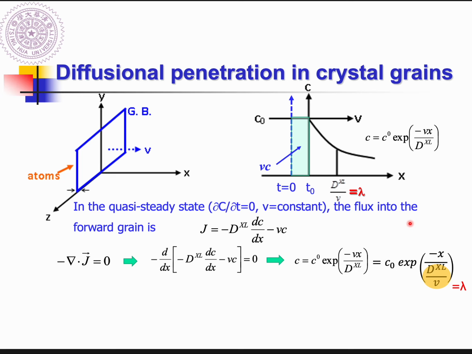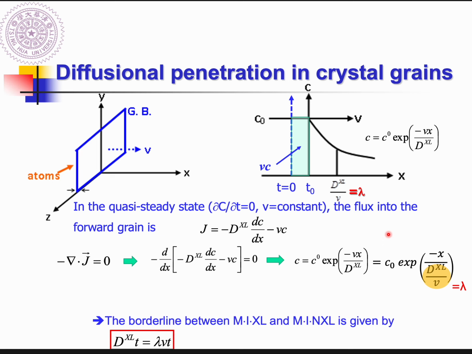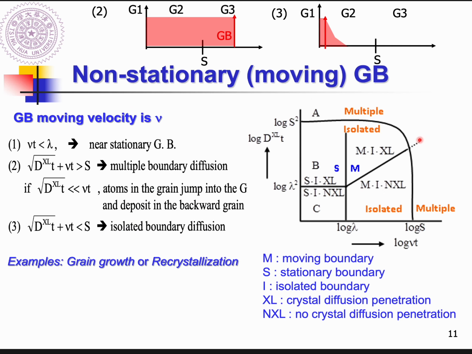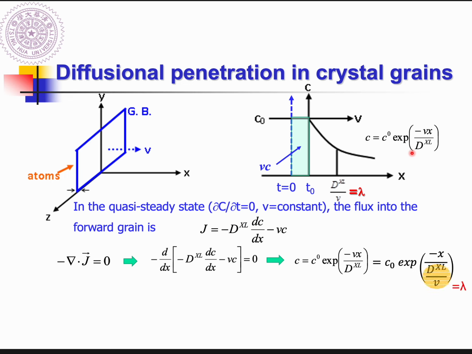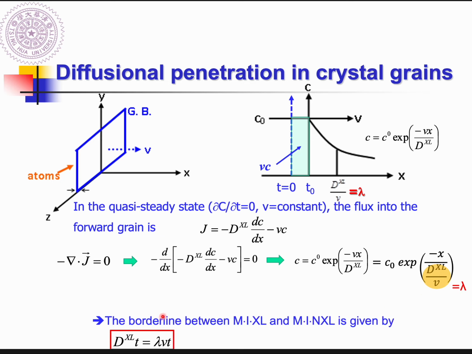Okay, so let's move forward. First, we want to demonstrate the borderline between this one and this one, this borderline, right? So D x_L equals D x_L divided by v equals lambda. So we multiply by t together, and take a log. So you get log D x_L t equals log v t plus log lambda.